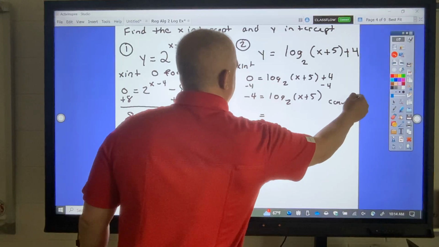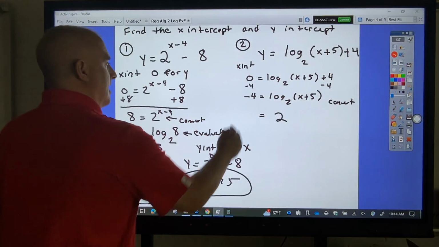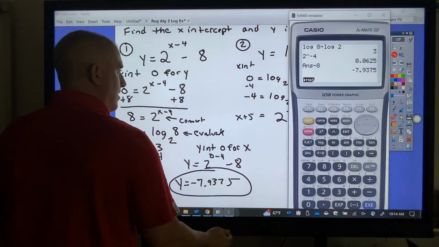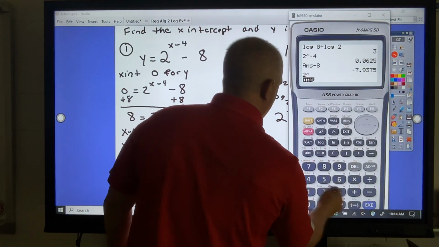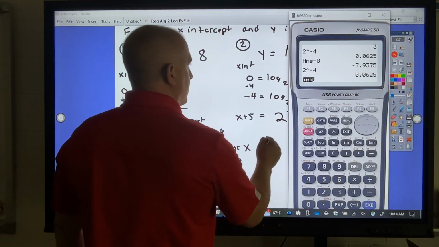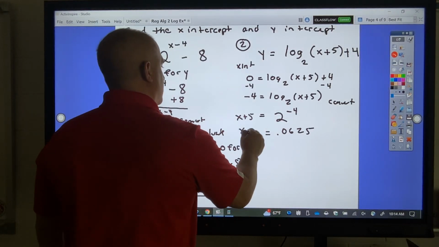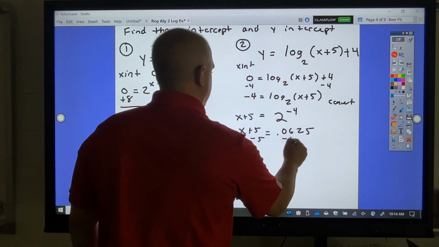Well, what's that going to convert into? The 2 is the base, the x plus 5 is going to go over here, and the -4 goes up there. So I can type in 2 to the -4. That's 0.0625. Okay? And then to solve for x, I would just subtract 5.